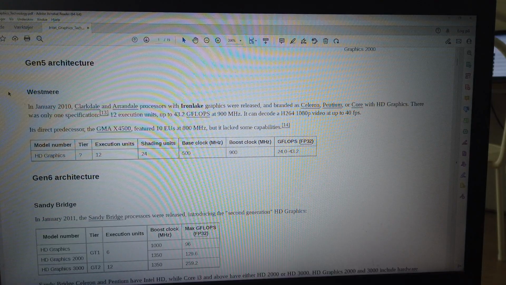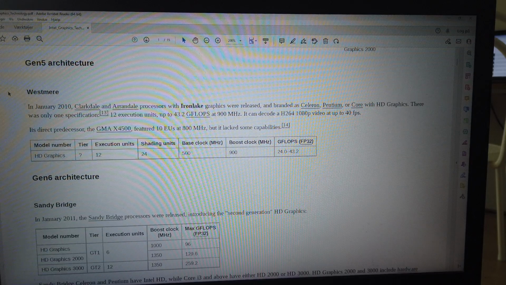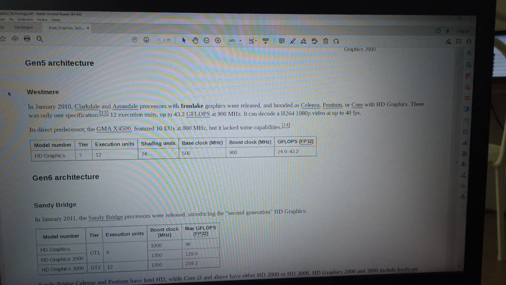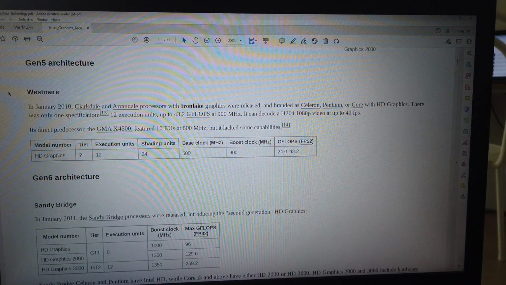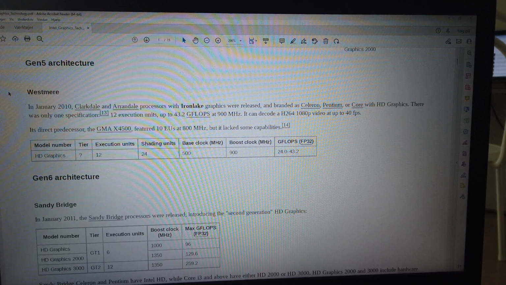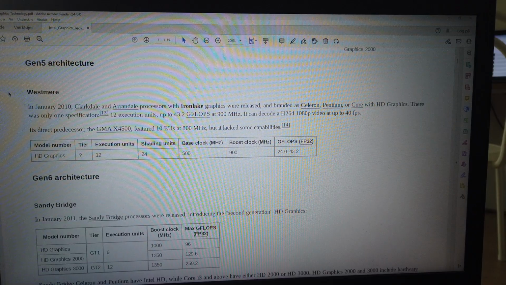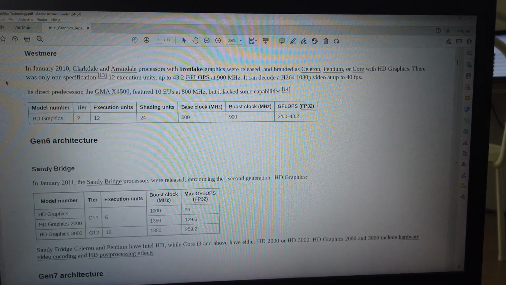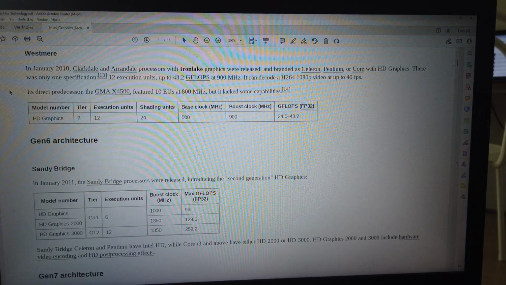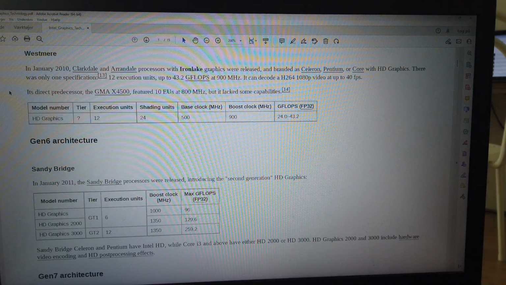In January 2010, Clarkdale and Arrandale processors with Ironlake graphics were released, branded as Celeron, Pentium, or Core with HD graphics. There was only one specification: 12 execution units, up to 43.2 GFLOPS at 900 MHz. It can decode H.264 1080p video at up to 40 fps. Its direct predecessor, the GMA X4500, featured 10 EUs at 800 MHz, but it lacked some capabilities.